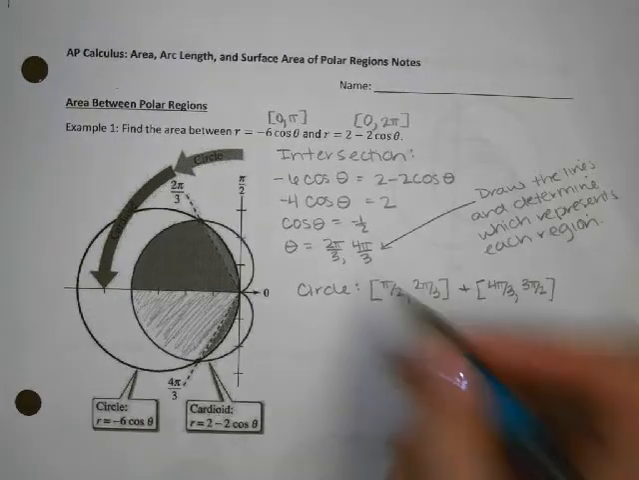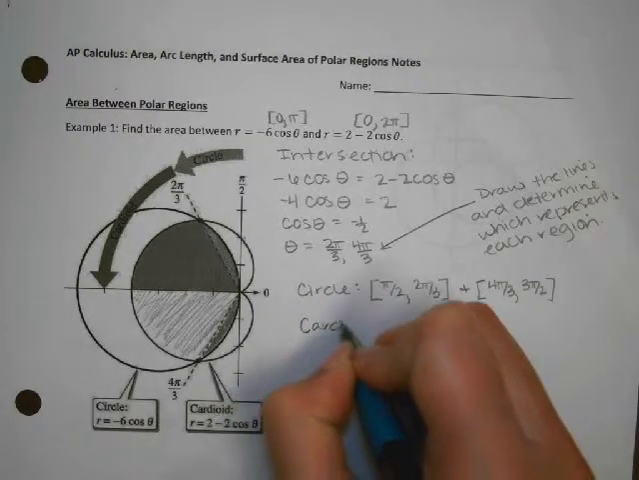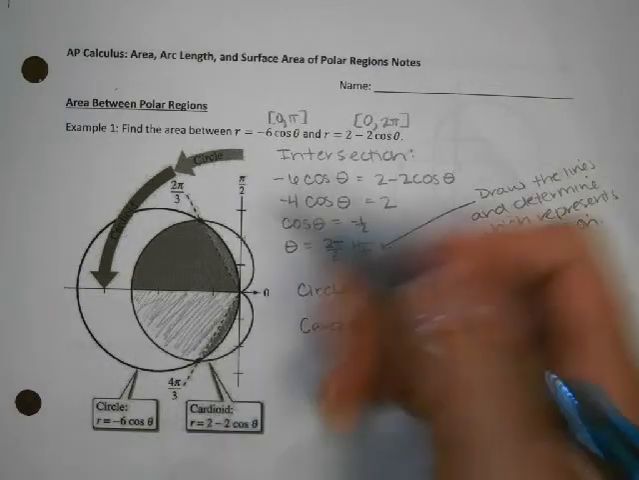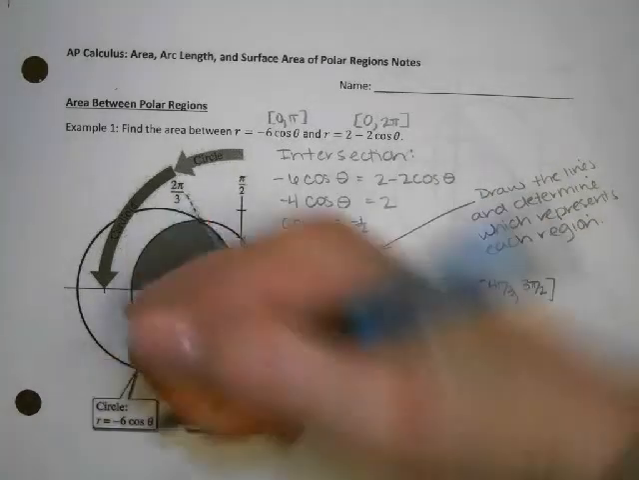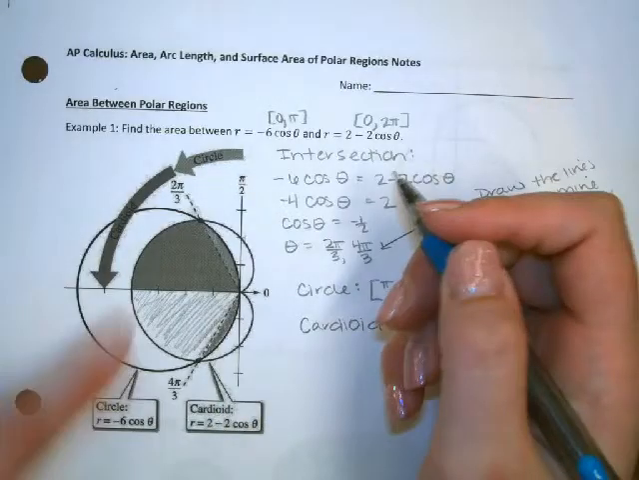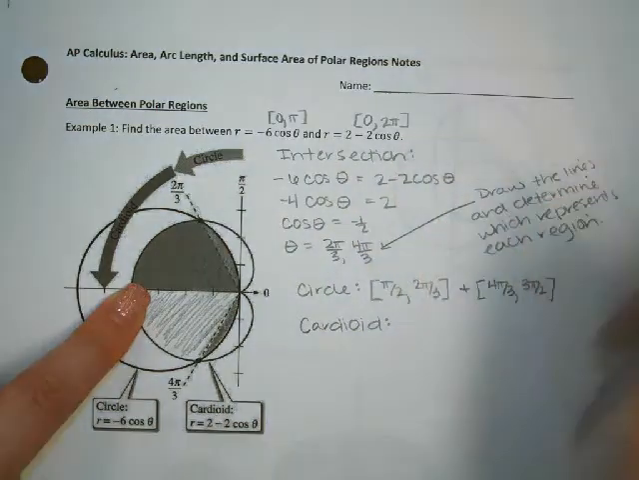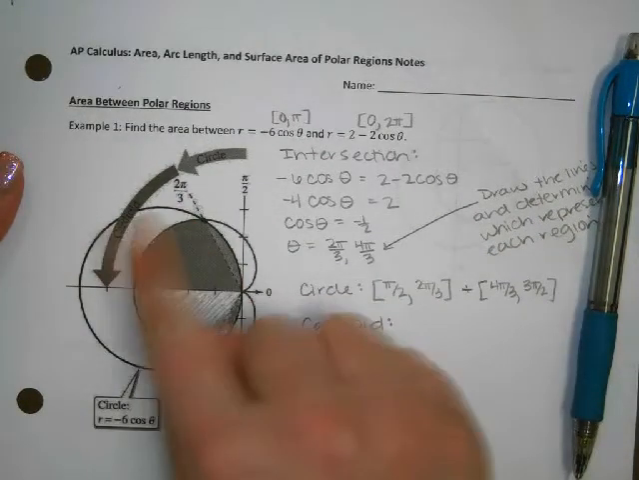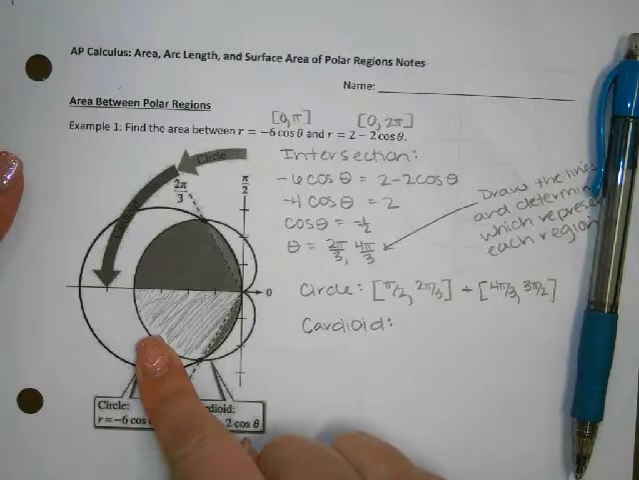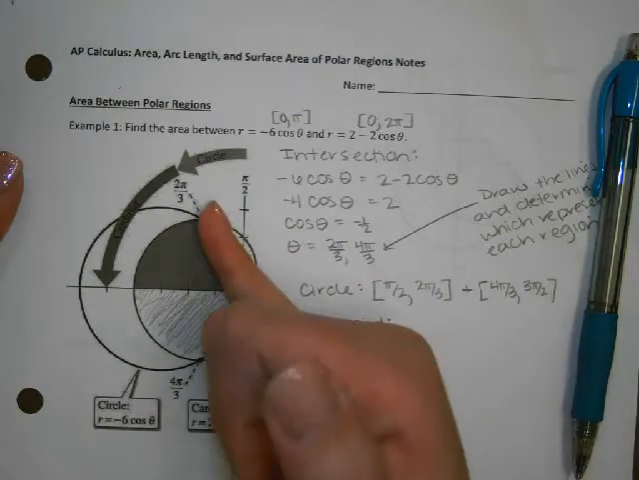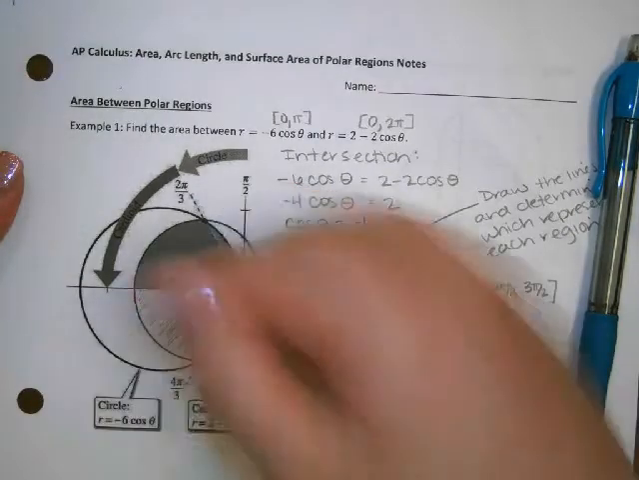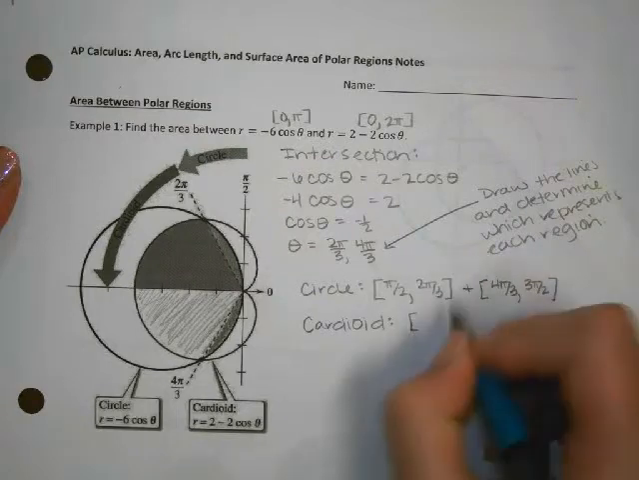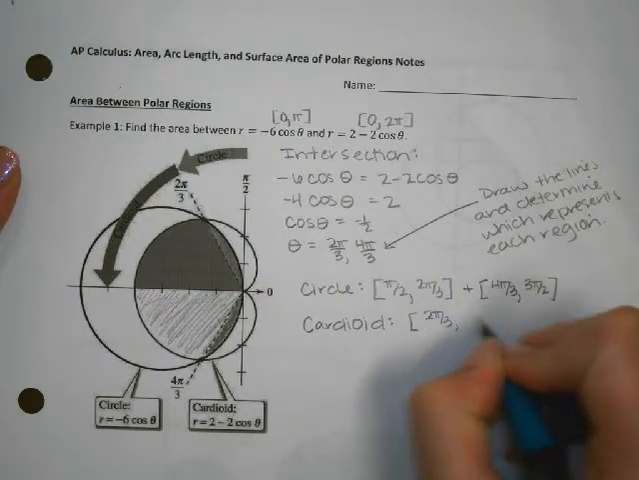All right, so for the cardioid, I'm going to use from 2 pi thirds to 4 pi thirds. And you can see that I would not want to use the circle for that, because if I used the circle, it would get this area and this area, yes, but it would also include all of this, and that's not part of the overlap. So if I use the cardioid for that interval, then it's going to give me the sector of just this shaded part, which is exactly what I want. So for the cardioid, I'm going to use 2 pi thirds to 4 pi thirds.